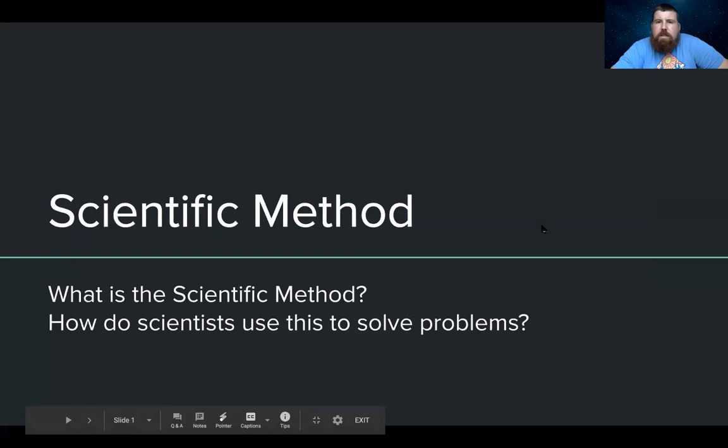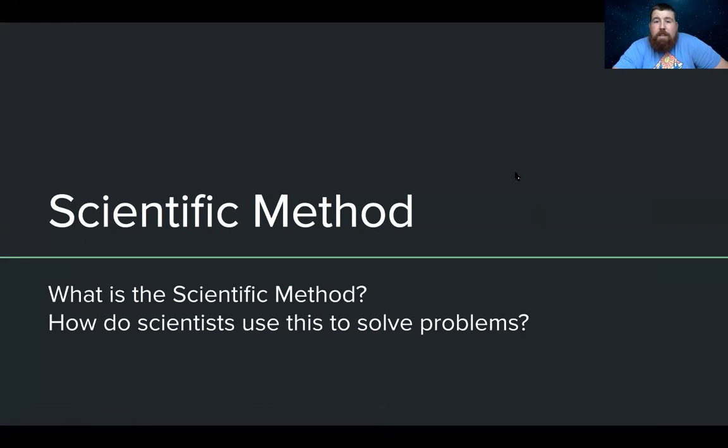Hey everyone. So today we're going to be looking at the scientific method. You're probably familiar with this. You probably talked a little bit about this in your last science class, probably over seventh or eighth grade, especially if you did a science fair. The scientific method is a big part of that whole process.